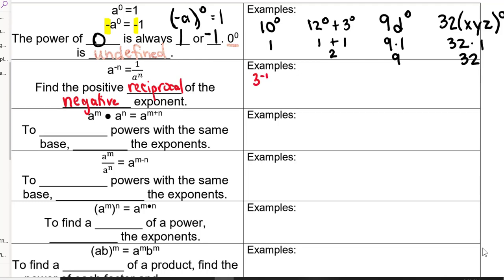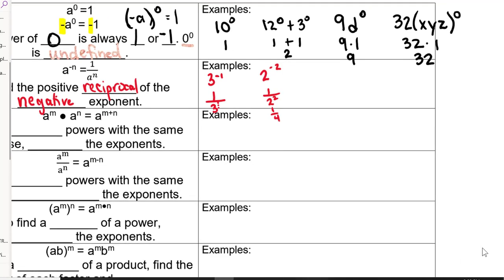3 to the -1. So make it a positive exponent. Be 1 over, you could write the exponent of 1, but typically we don't. So 1/3 would work. 2 to the -2. Reciprocal of that would be 1 over 2 to the 2nd. And we could evaluate 2 to the 2nd, and that would be 1/4. Both of those answers would be correct there. A to the -3rd. Reciprocal of that would be 1 over a to the 3rd.